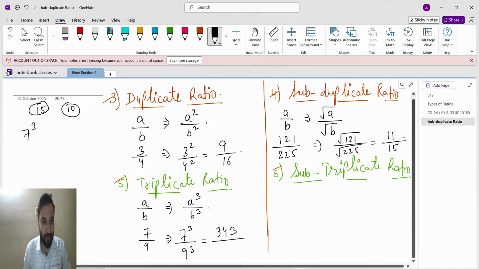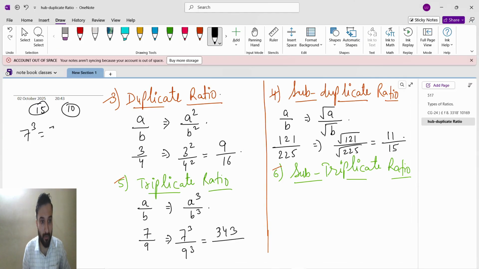Cube means what? If I write 7 cube, don't do 7 threes are 21. 7 cube means we will multiply 7 three times. Same, 9 cube means we will multiply 9 three times. So 7 cube, in the calculator you can do 7 into 7 into 7, so 343. 9 cube means 9 into 9 into 9, 729. Okay, so this is a triplicate ratio.